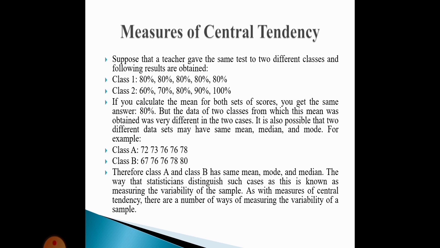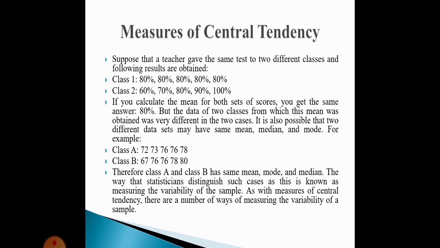If you calculate the mean for both sets of scores, you get the same answer. But the data of the two classes from which this mean was obtained was very different. It is also possible that two different data sets may have the same mean, the same median and the same mode.